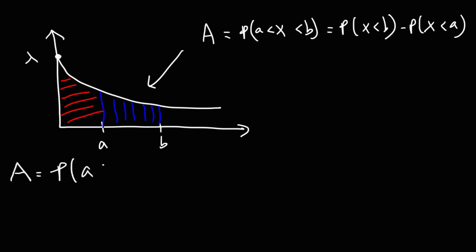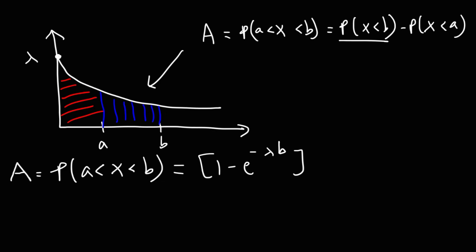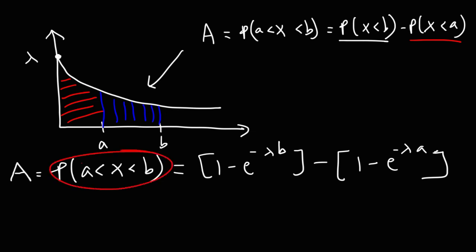So, using the CDF function, we can replace that value with 1 minus e to the negative lambda times b. Instead of x, we're going to replace x with b. So this will give us the area to the left of b. Now we need to use the CDF function to get the area to the left of a. And that's going to be 1 minus e to the negative lambda times a. So this is how we can calculate the probability between a and b if we have an exponential distribution.